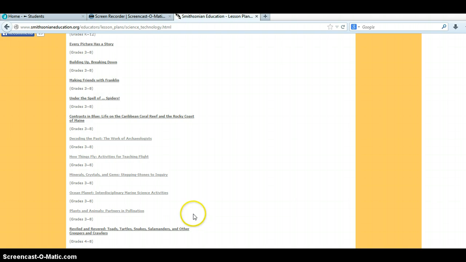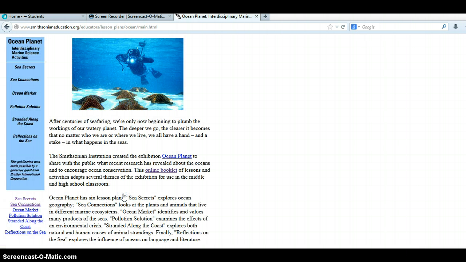The one I found the most intriguing was the Ocean Planet, where it talks about interdisciplinary marine science activities. I really think younger kids would find these lessons interesting because we don't know enough about the sea, and it's really something that these kids don't get to see on a daily basis.